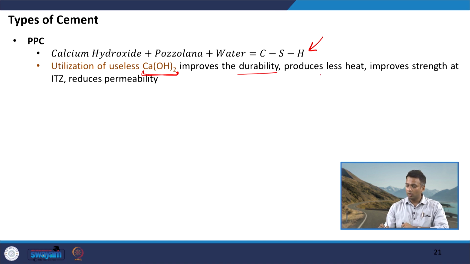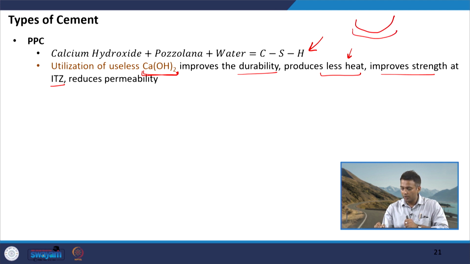durability. Now, the heat will also reduce, because we are using less cement and replacing it with a pozzolanic material. So, it produces less heat. It improves the strength at the ITZ, because this calcium hydroxide, if it crystallizes, will occupy the space between the coarse aggregate and the cement paste. Okay, and we have discussed that these pores are very critical when we talk about the strength of the concrete.